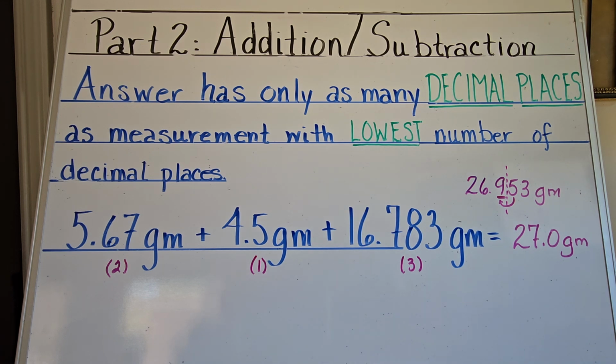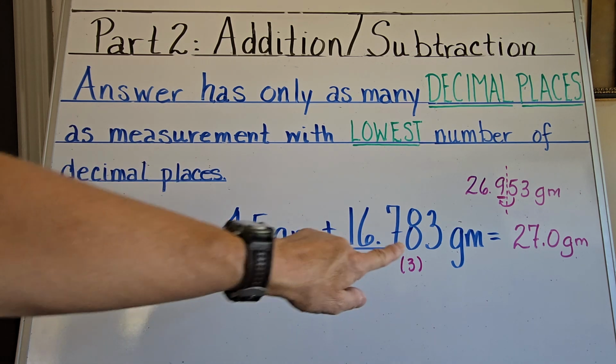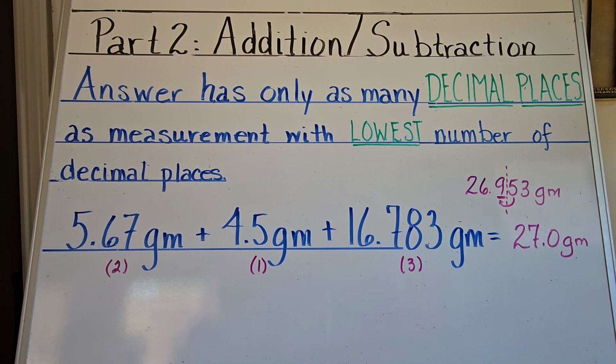So let's try an example to illustrate this. Notice I have 3 different measurements here. Another thing I want to point out is that when we do addition and subtraction, here I've decided to go ahead and put in some units. Grams, that's a unit of mass. Notice all 3 numbers that I'm adding together are in the same unit of mass, grams. I cannot add, for example, grams to milliliters. Milliliters is a volume, so it's different. So I'm adding the same units together.